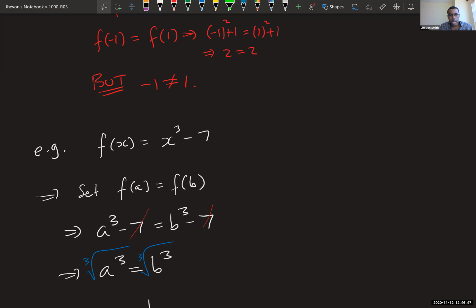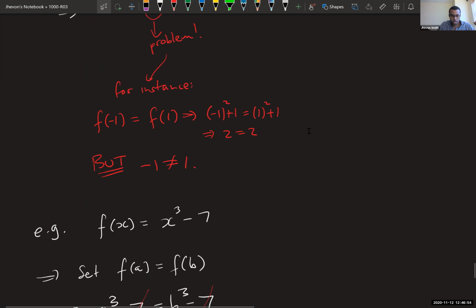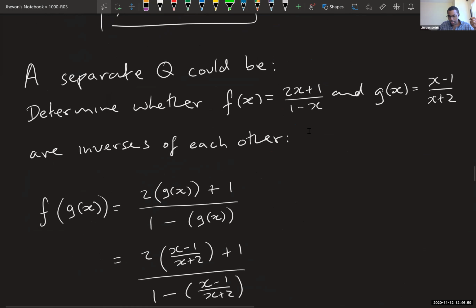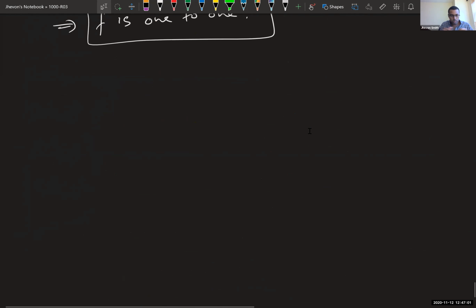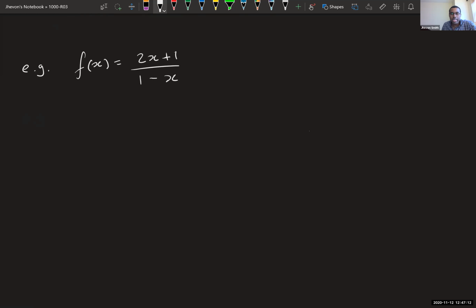And this would also work with something like, maybe I can do a little more complicated example. Maybe one of the guys we had up here: 2x plus 1 over 1 minus x. So it's not completely trivial. We know that that's one-to-one because it has an inverse. We found it. So let's actually prove that it is one-to-one.